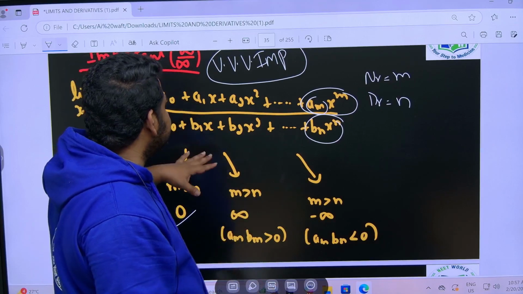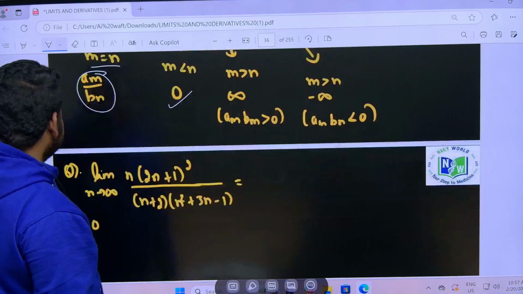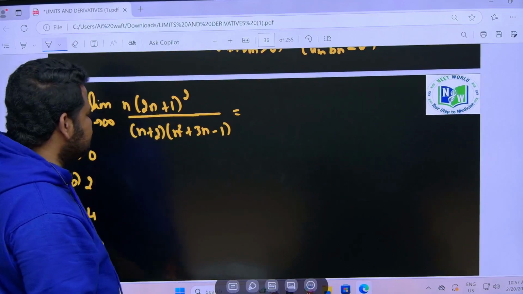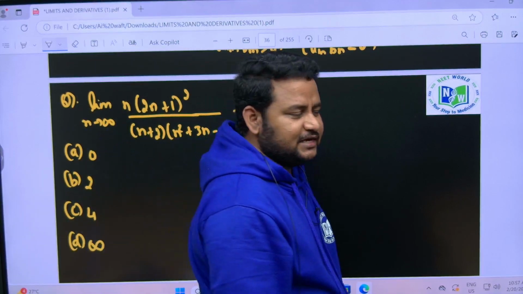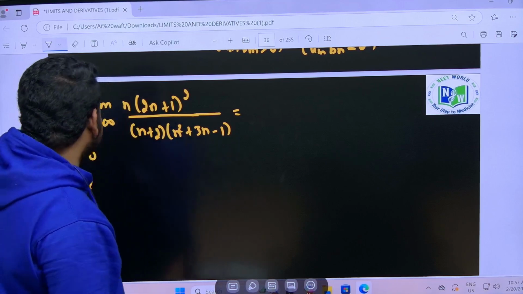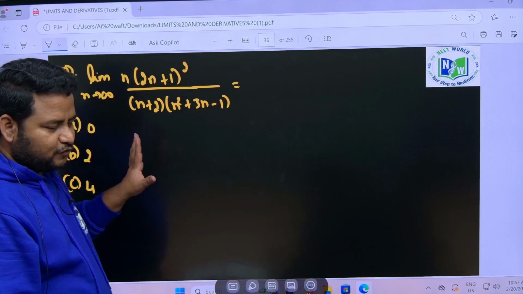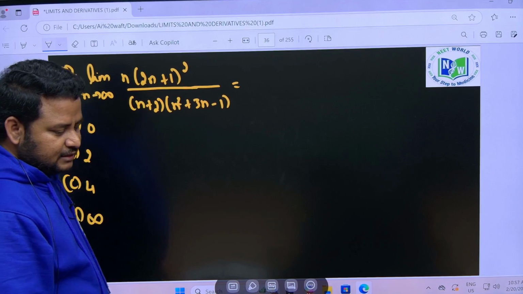That is the infinity by infinity form. Previously we learnt about logarithmic and exponential limits. Now we will solve questions based on the indeterminate form, infinity by infinity. Now have a look at this question, friends. We are going to focus only on the powers of the numerator and denominator.